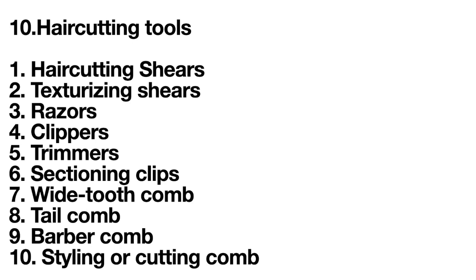Number 6, sectioning clips. These come in a variety of shapes, styles, and sizes and can be made of plastic or metal. In general, 2 types are used: butterfly clips and duckbill clips. Both come in large or small sizes. Number 7, wide tooth comb. This is mainly used to detangle hair, and it is rarely used when cutting. Number 8, a tail comb. This is mainly used to section and subsection the hair.